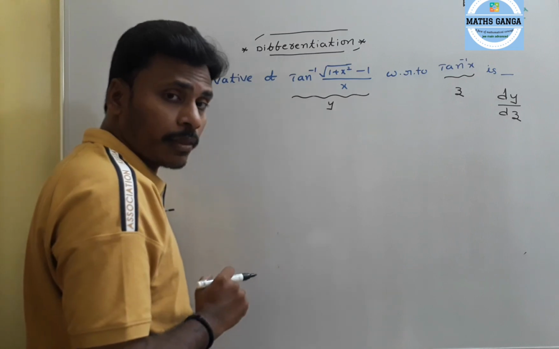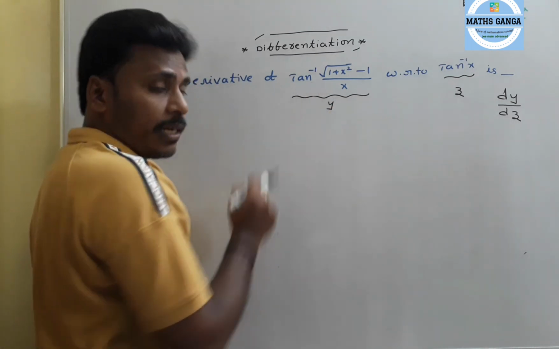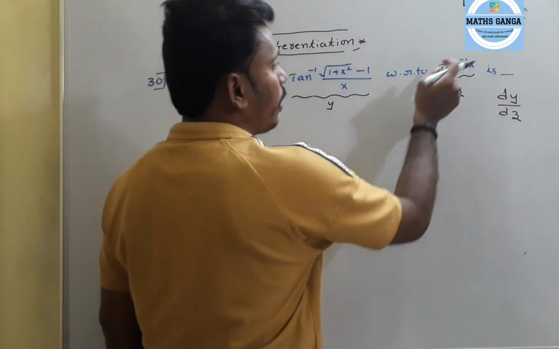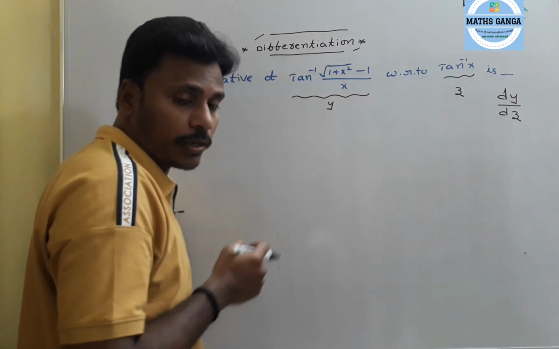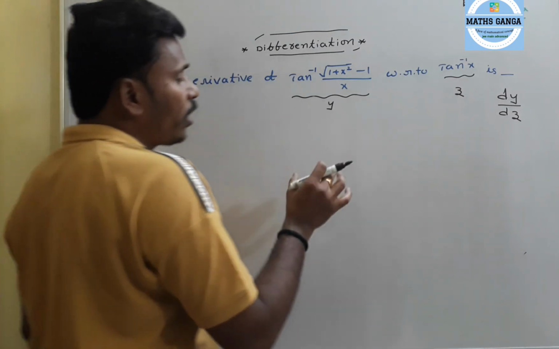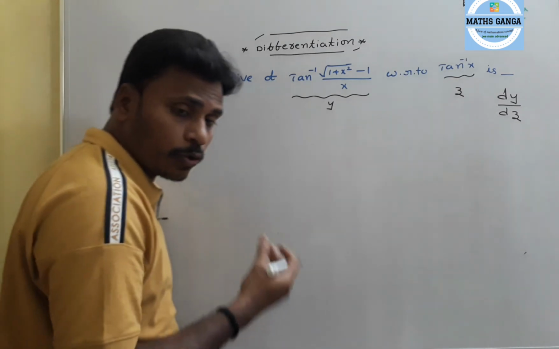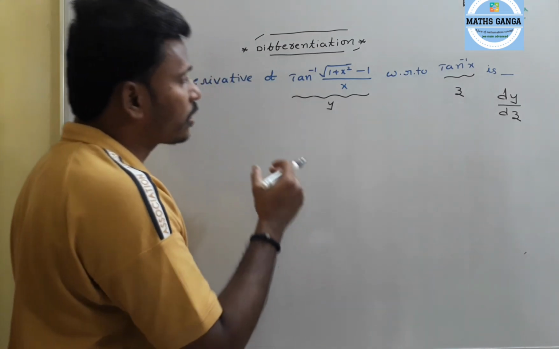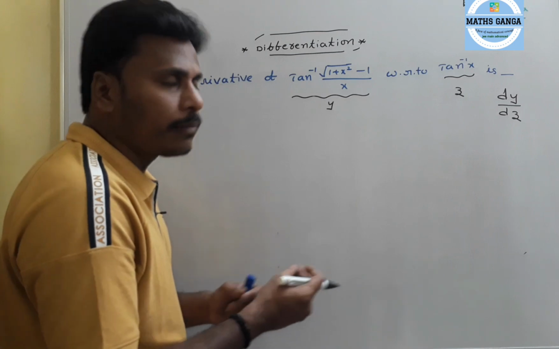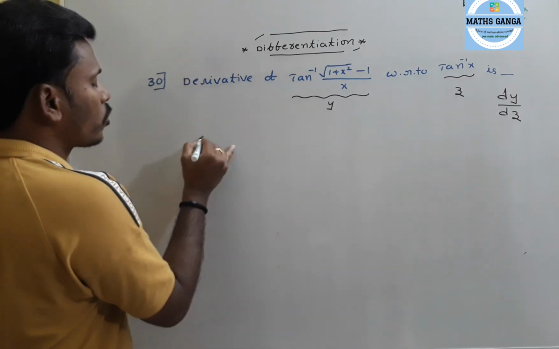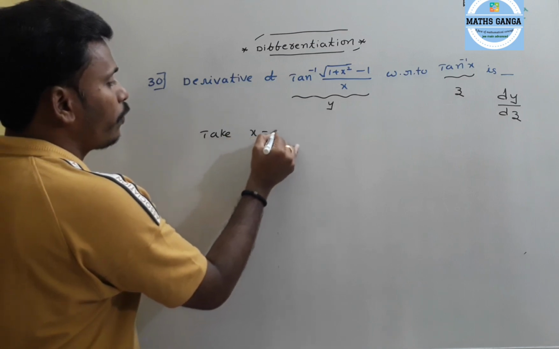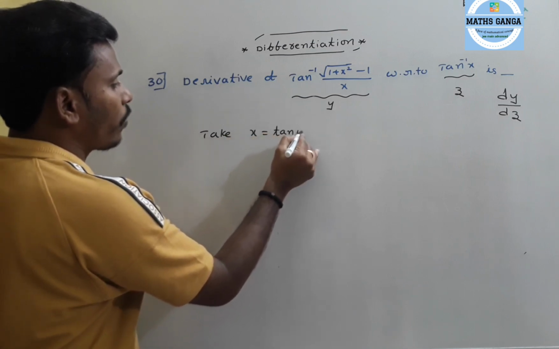For that, first calculate dy by dx because y is there in terms of x, and calculate dz by dx because z is also there in terms of x. But just for our convenience, I am trying to convert the problem in terms of theta because tan inverse is involved, right? Direct differentiation may get a bit complicated. So take x is equals to tan theta. If you take x is equals to tan theta, what will happen?